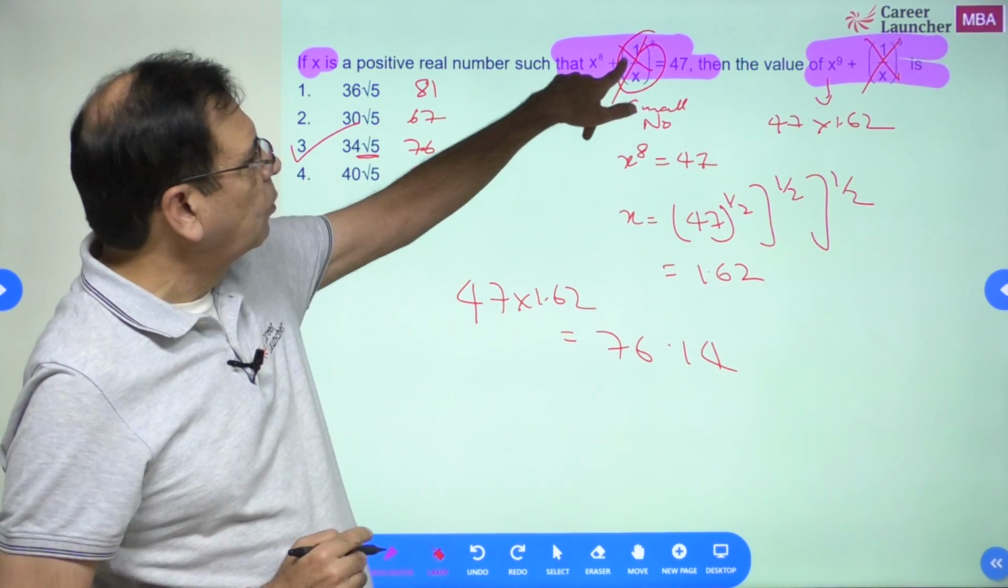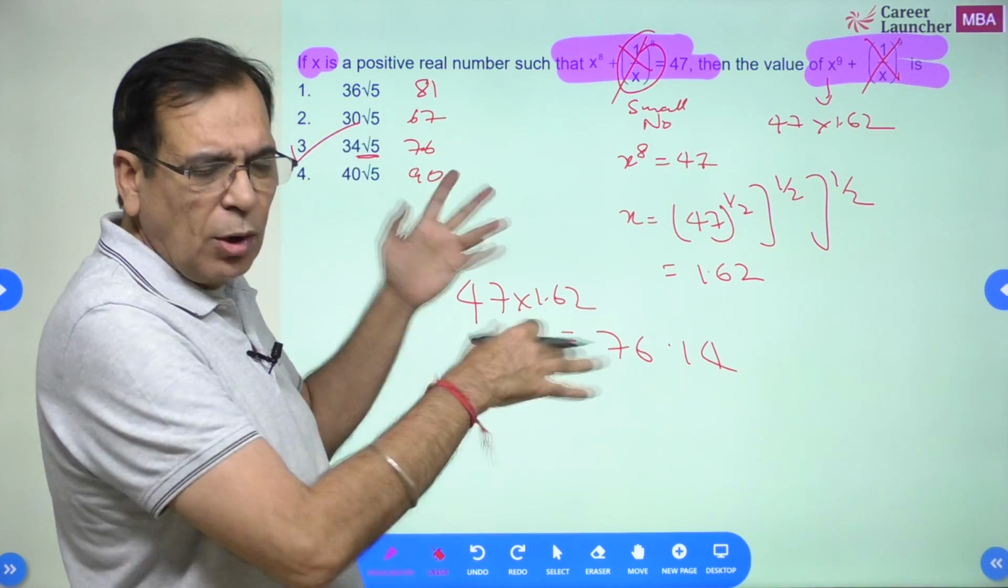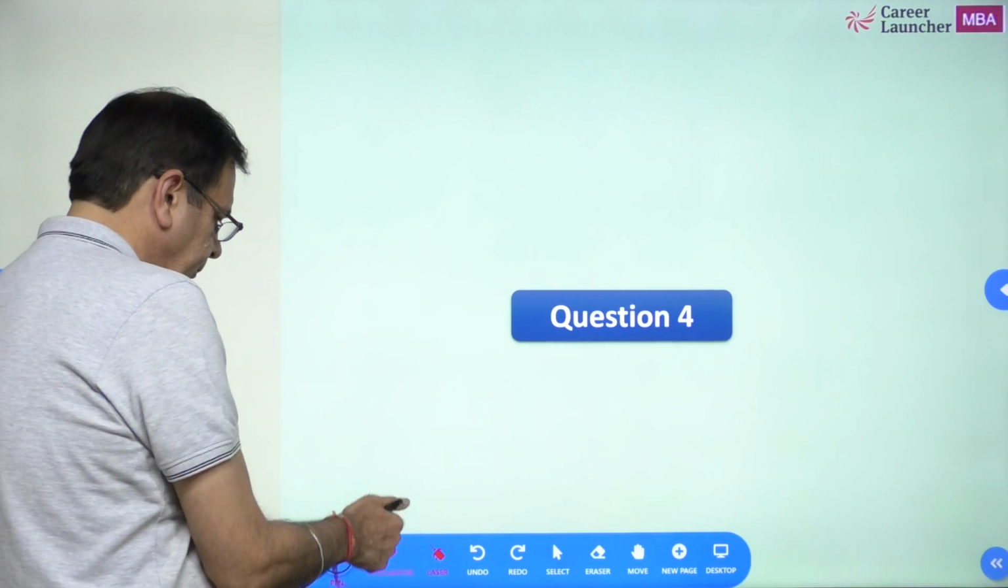If you understood that 1 by x is going to be a small number, 1 by x to power 8 is a negligible number, then by eliminating choices the answer came, so we have done one question. Let's move ahead.